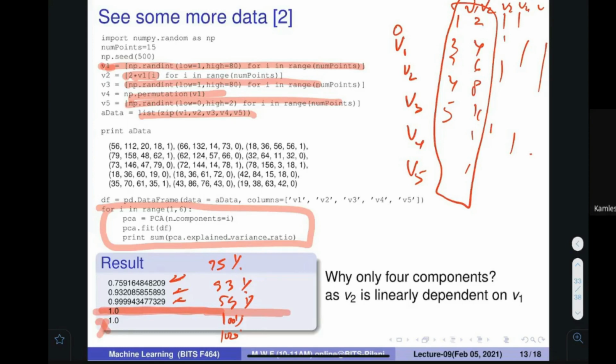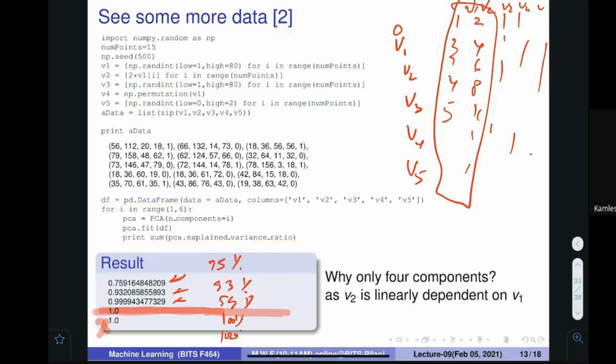So you can see this. All this code is available on the slides. Please type and execute it and try to see how you get the same thing.